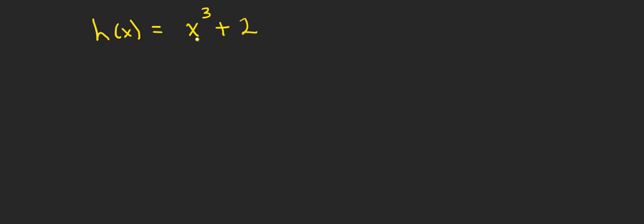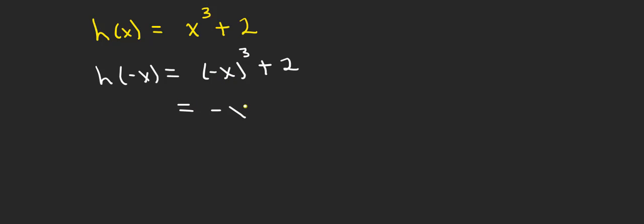So what about h of x equals x cubed plus 2? Is this even or odd? Well, again, we have to substitute negative x and see what happens. Negative x to the third is negative x cubed, isn't it? You have negative times negative times negative, and then plus 2. Now, what happens when you factor out the negative? You get negative quantity x cubed minus 2.